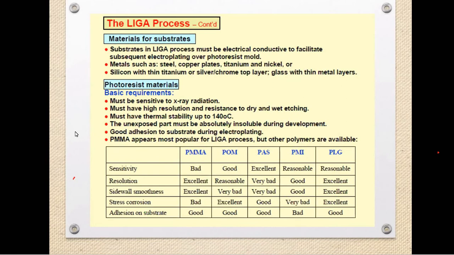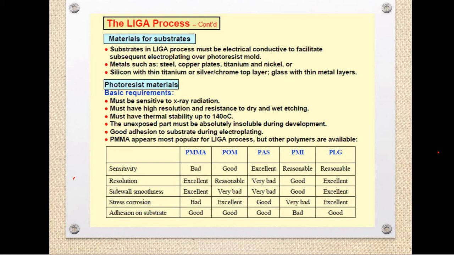If we compare these tables on the basis of different parameters like sensitivity, resolution, sidewall smoothness, and stress concentration, we have materials like PMMA, POM, polyoxymethylene, PAS, polyalkene sulfone, PMI, polymethacrylimide, and PLG, that is poly lactic-co-glycolic acid. So these are the different types of photoresist materials.